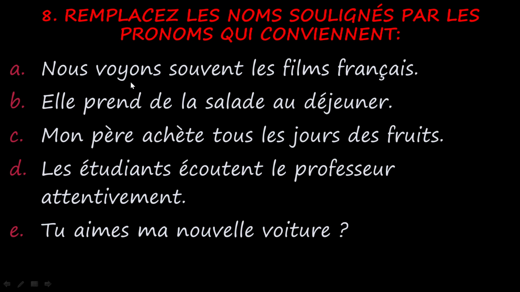Nous voyons souvent les films français. Oui, nous voyons souvent les films français, which means we often see the French movies. So this is the verb. After the verb we have souvent, often, don't consider this. Les films français. So les, it's not a quantity. It is a definite article. So what pronoun will we be using? Le, la, l'apostrophe, les. That pronoun.